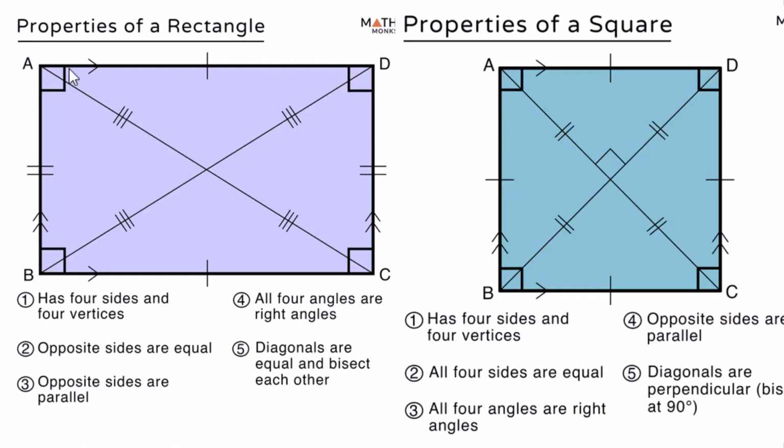So the properties of a rectangle: it has four sides and four vertices. Opposite sides are equal, opposite sides are also parallel, all four angles are right angles, and diagonals are equal and bisect each other. So it has all the properties of a parallelogram plus the diagonals are congruent.